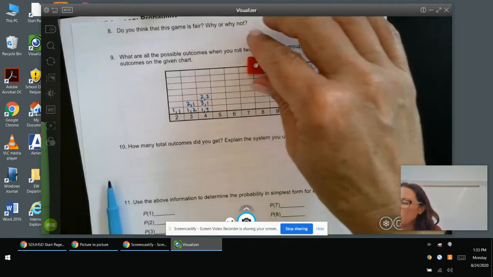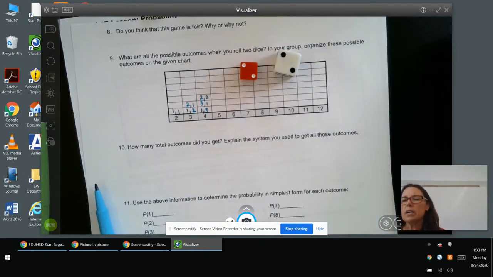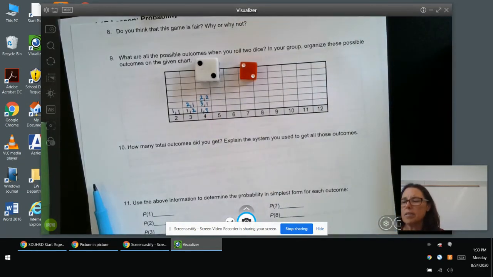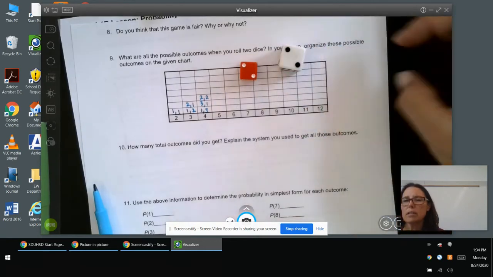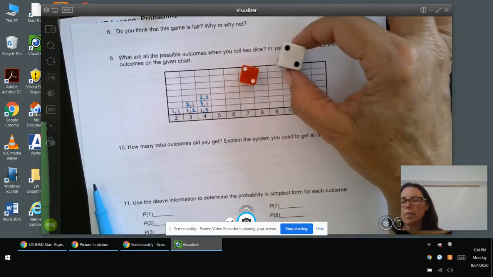Okay, now think about 2, 2. Is there another way to get a 2, 2? No. Maybe like that, but isn't that the same 2, 2? They just landed differently. There's no other 2 on this, and there's no other 2 on this.